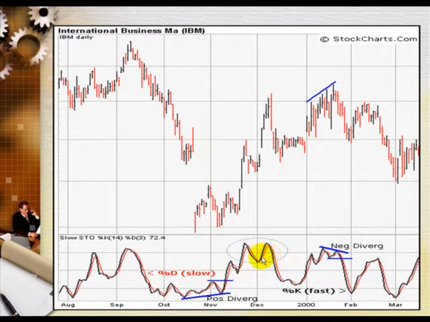Negative divergence. Well, price makes higher highs. Look at that. Lower high. Bang. Falls through. We want to start looking at exiting. What it's telling us is we probably don't want to be looking at going long. That's for sure.